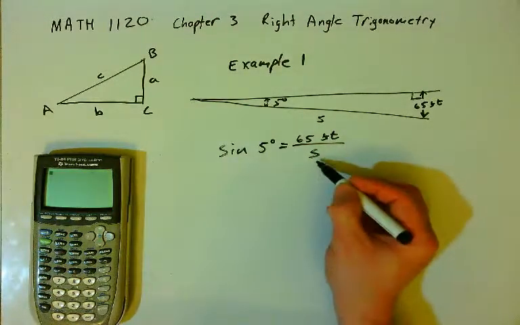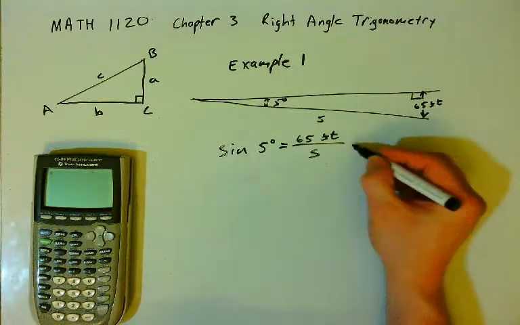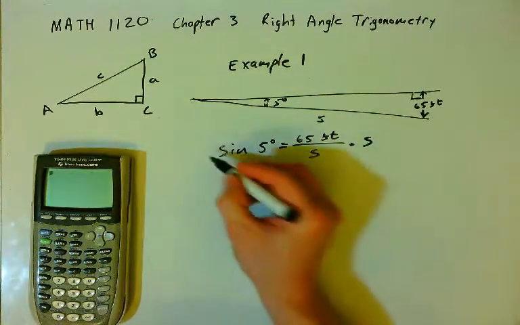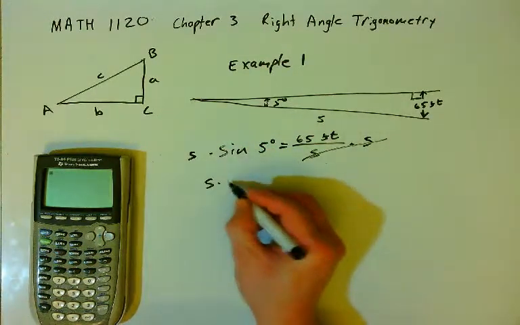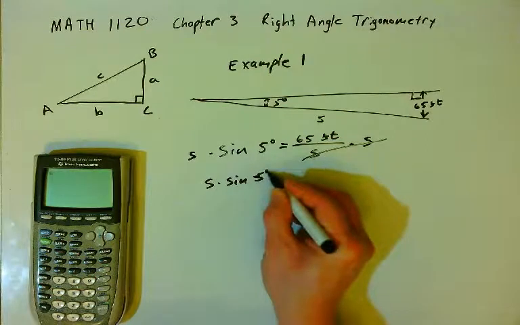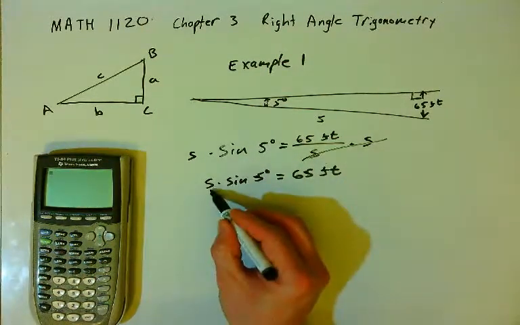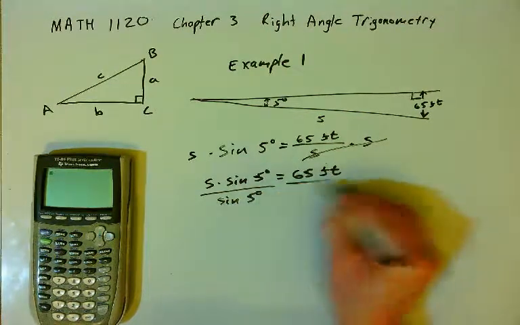And so we're trying to solve for s. S is currently in the denominator. We don't like that. We want to move s to the other side by multiplying both sides by s. This way they cancel over here, and we get s times the sine of 5 degrees is equal to 65 feet. Again, we want to solve for s, so we're going to divide both sides by sine of 5 degrees.